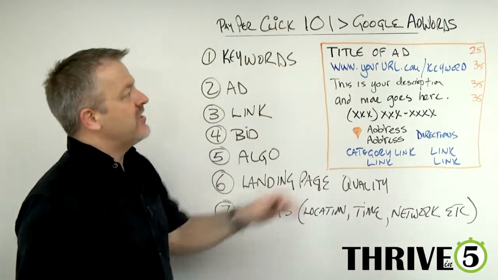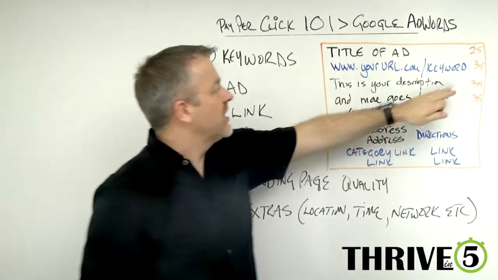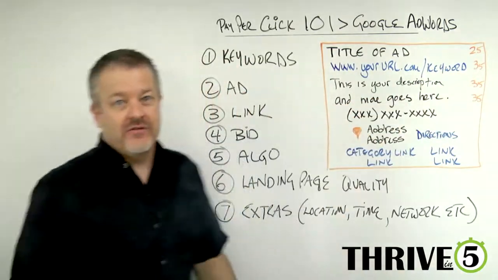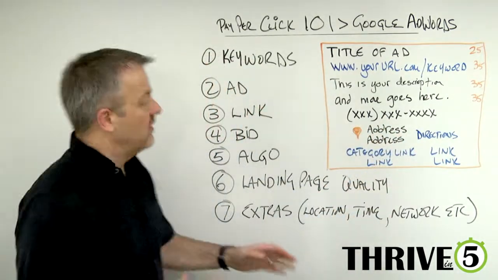An ad has limitations. The title is 25 characters, the URL is 35 characters, the description is 2 lines of 35 each, or 70 in total, and then some of these other things are non-negotiable. You only get what you get.